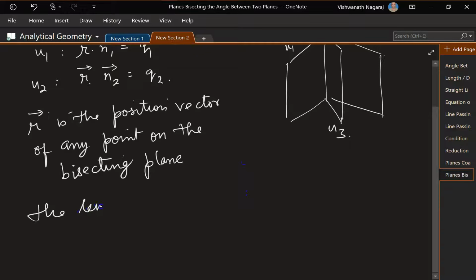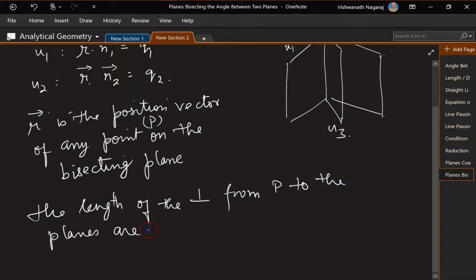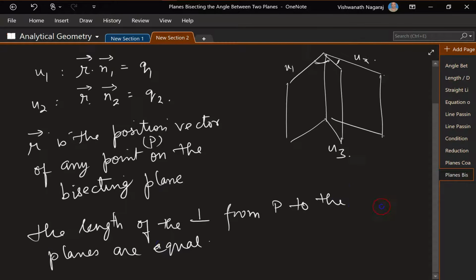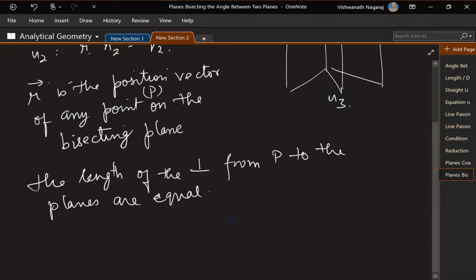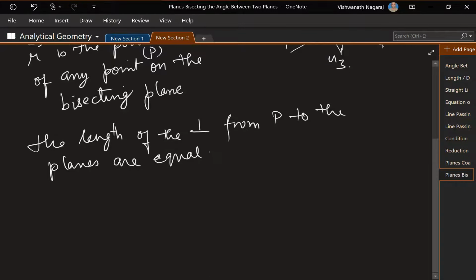The length of the perpendicular from P, let's say this is the point P we are talking of, to the planes are going to be equal, right? So here this is a position vector. You take any point on u3, then the perpendicular distance would be equal from the two planes. Now we know the perpendicular distance equation for that.